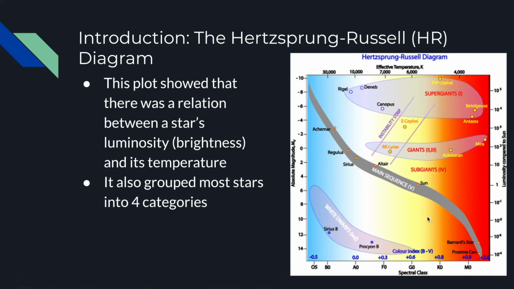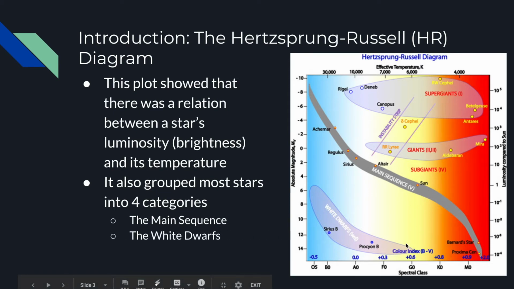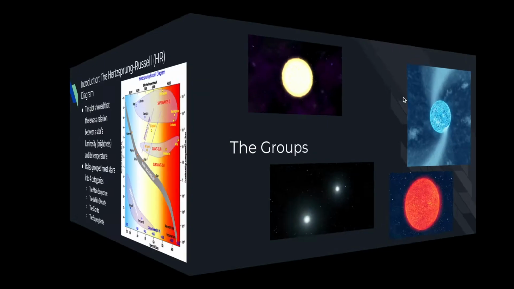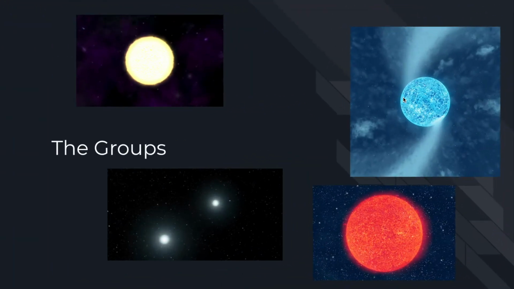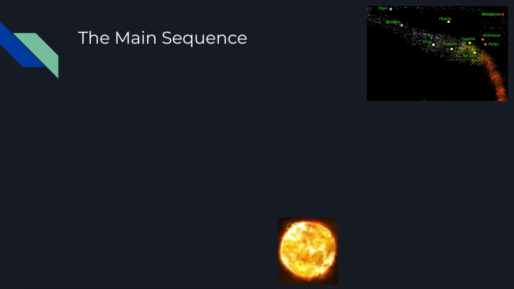There is the main sequence, making up this little bar across the center of the diagram. Then there are the white dwarfs, which are like this bottom left corner. Then you have the giants just above the main sequence, and the supergiants above those. Now we're going to get into the major star groups. The first group that we're going to go over is the main sequence, the little diagonal bar across.